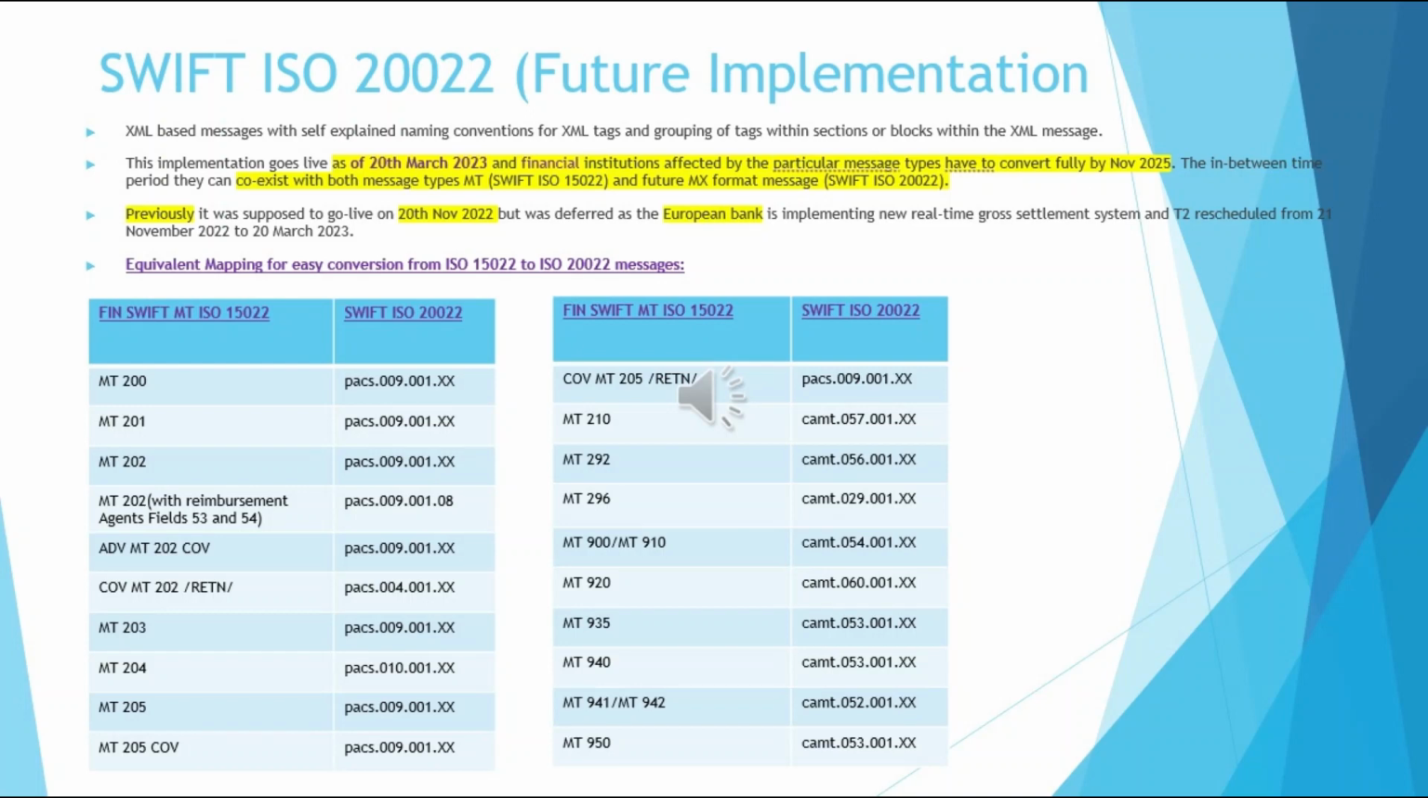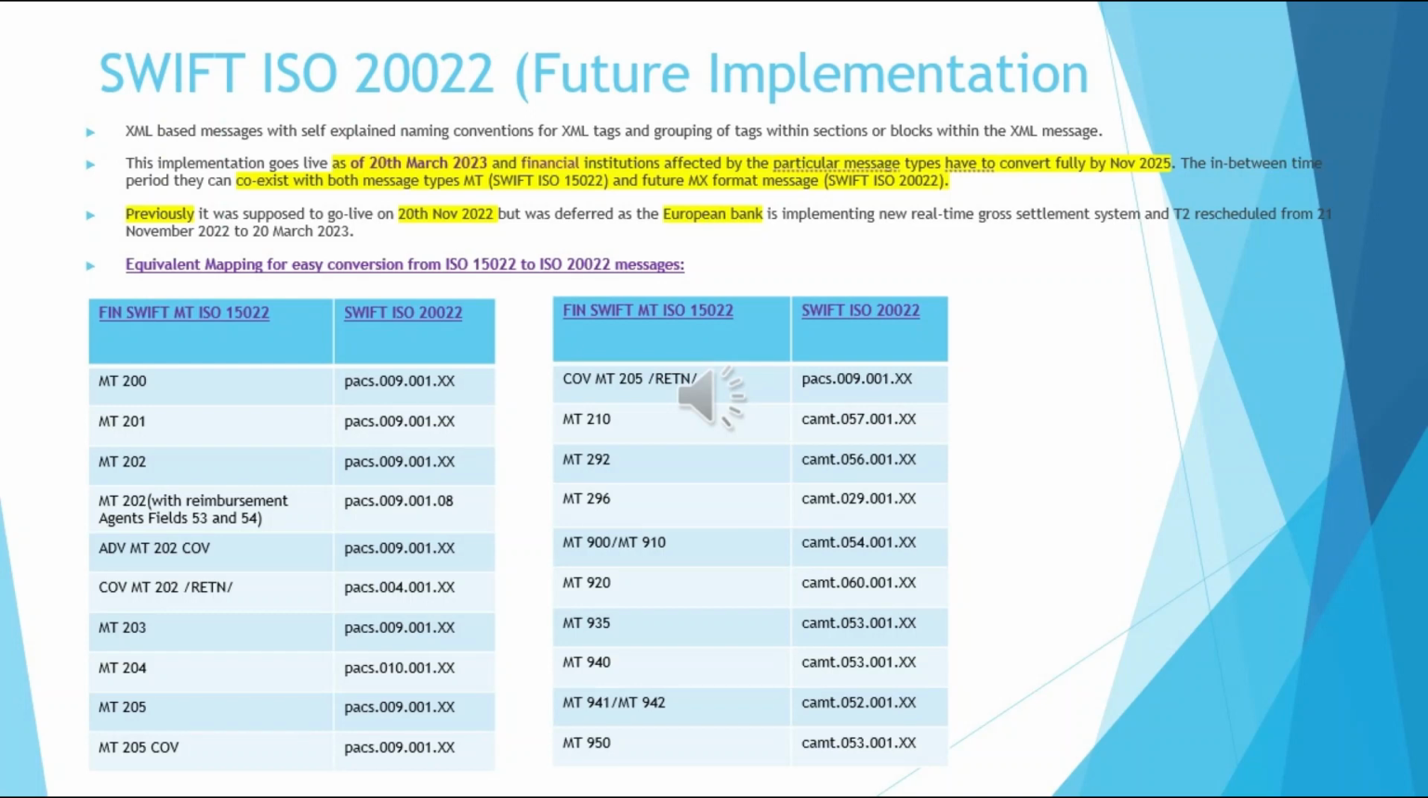SWIFT ISO 20022 is a future implementation which is going to be implemented on 20th of March 2023 by all the institutions which want to cut over to this new format, which is an XML based format. Some of the organizations which are still in the process of conversion have time till November 2025 to get converted. But between this period, you could coexist between the MT format, that is ISO 15022, as well as the MX based format, which is ISO 20022.